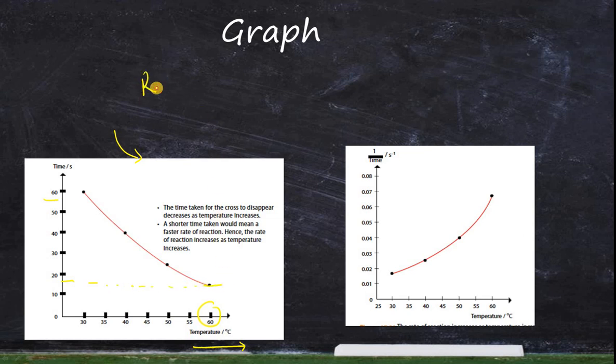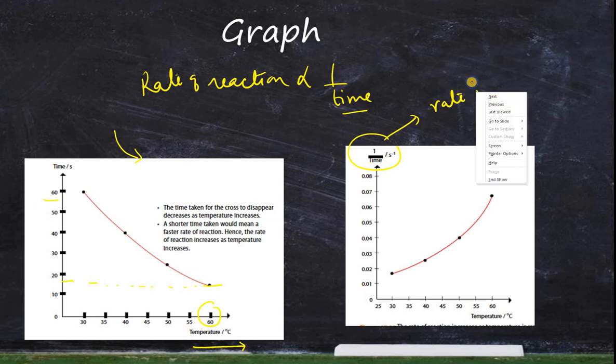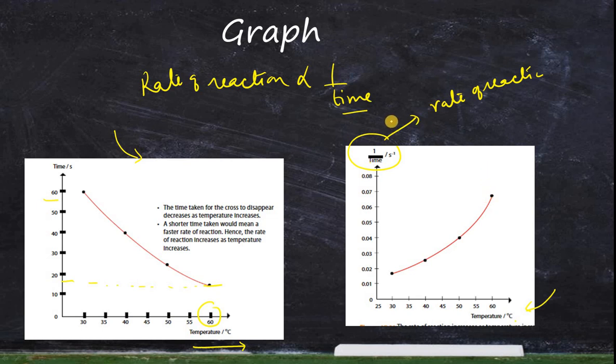So always remember the rate of reaction is inversely proportional to the time taken to complete the reaction, right? The shorter the time, the higher the rate of reaction, because you are seeing the product within a few seconds. The longer the time, the slower the rate of reaction. So I can also represent rate of reaction by 1 by t. Here you can see the same graph in this way: when the temperature increases, the rate of reaction is increasing because the time taken is shorter.